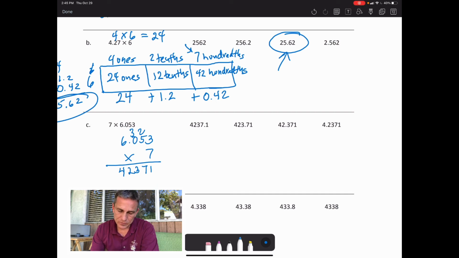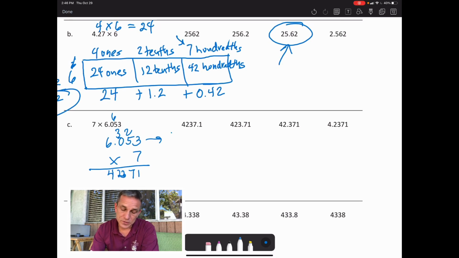And then to decide where the decimal goes, what I'm going to do is estimate. So 6 and 53 thousandths is close to 6. So 6 times 7 is 42. Then I ask myself, where does the decimal have to go in order for this number to be close to 42? It has to go in between the 2 and the 3. So it goes right there. And there is our answer. We're going to circle it right there.